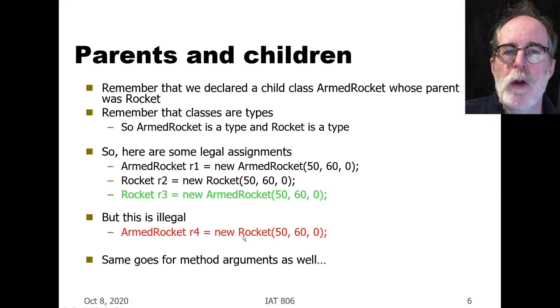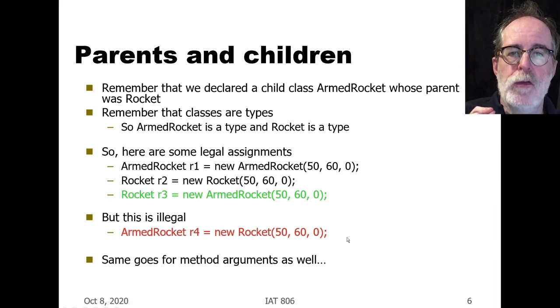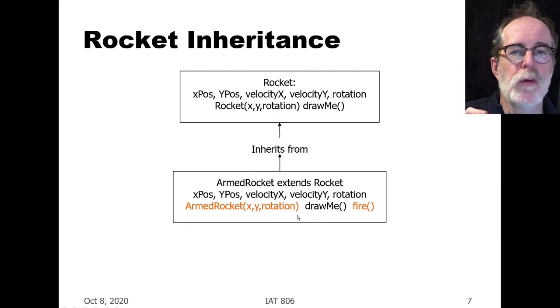So a Rocket is not an ArmedRocket. The is-a relationship goes in one direction only. That is to say, a child class is an instance of its parent class and not the other way around. Let me show you a visual example. I flashed this up for a moment, but then I was moving ahead too quickly. So here's Rocket up here. That's the parent class. It has a bunch of fields: xPos, yPos, x and y velocity, rotation, and there's its constructor and its drawMe function. So far so straightforward.